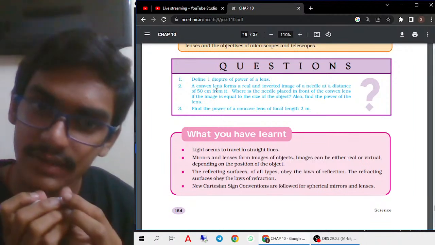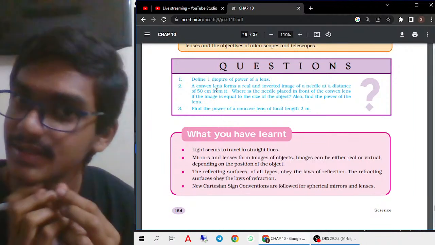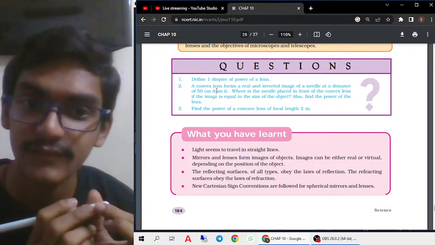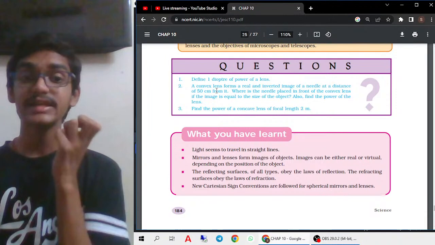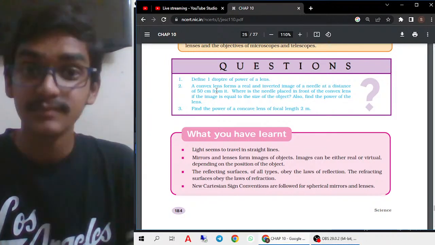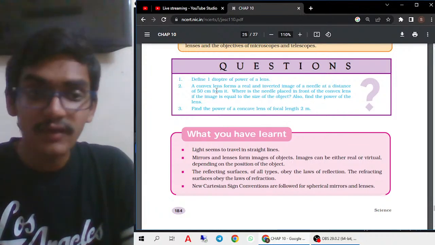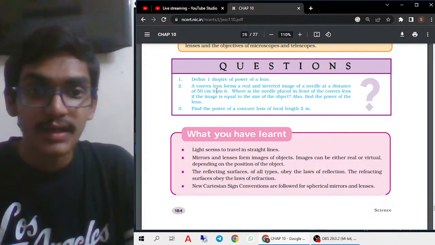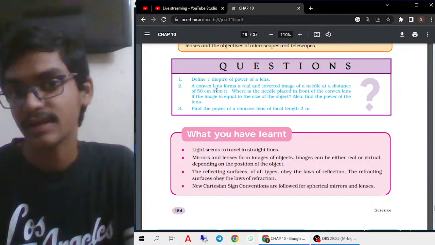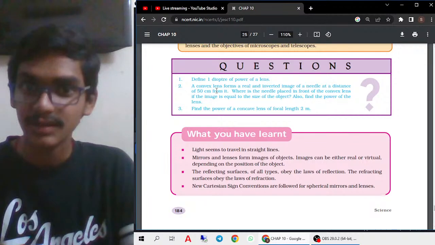The size of the image is equal to the size of the object, which tells us where the object is placed. A convex lens forms a real and inverted image, so they are giving the image distance here, which is plus 50 centimeters. They are also telling us that the height of the image is equal to the height of the object. In which case do we get this? When the object is placed at C, the center of curvature.